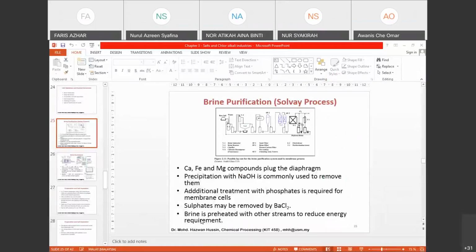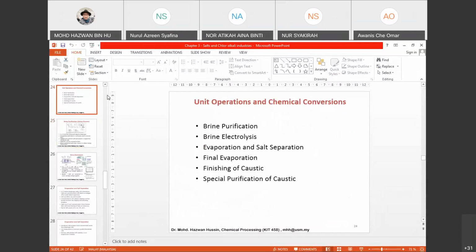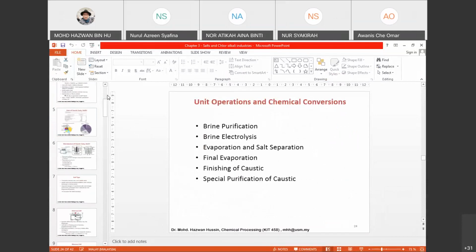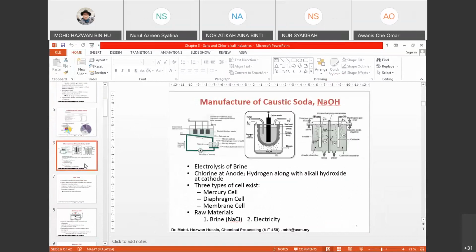Right. We're still in the midst of chapter 3, salts and chloralkali industries. Last week, we went through the process of producing caustic soda using 3 different electrolysis cells. I hope you still remember it. The first one is known as the Mercury Cell. The second one, the Diaphragm Cell. The third one, the Membrane Cell.